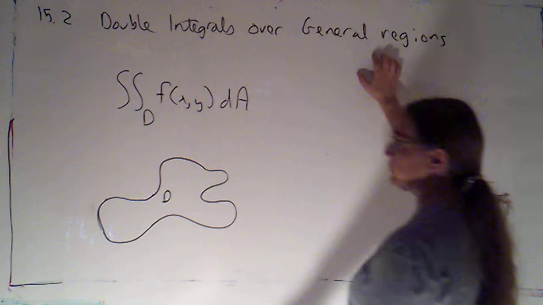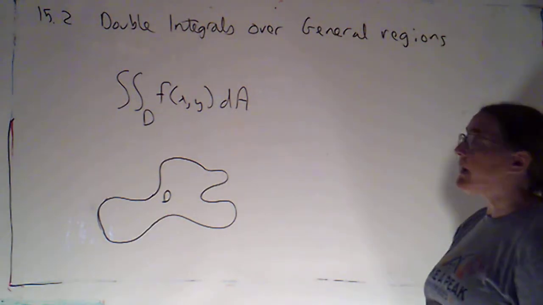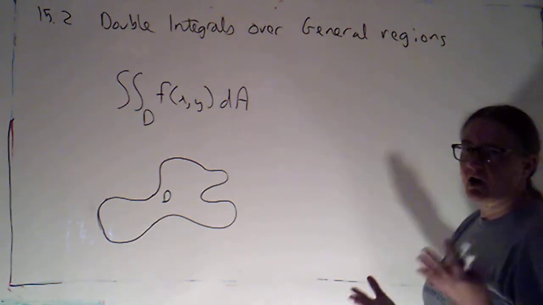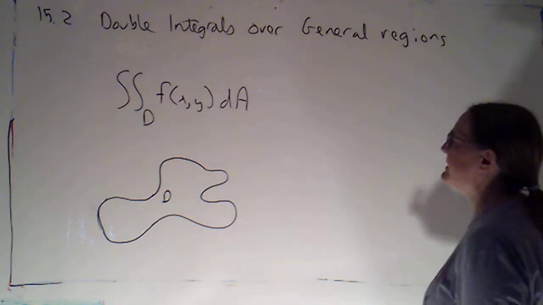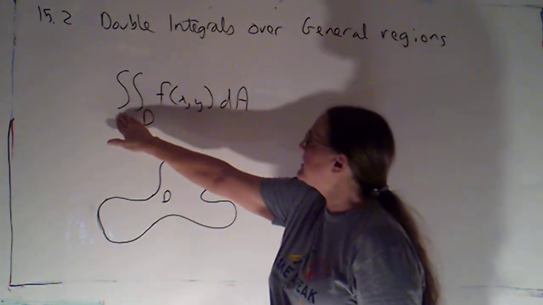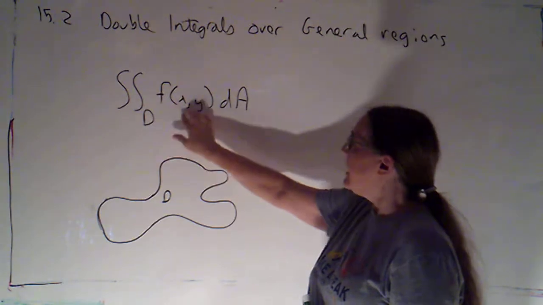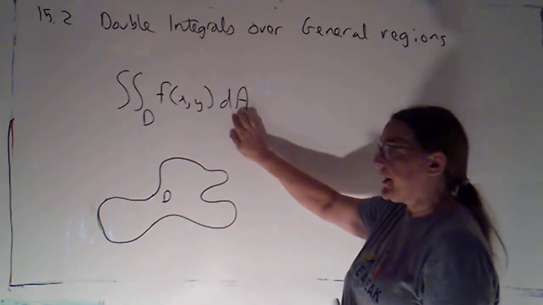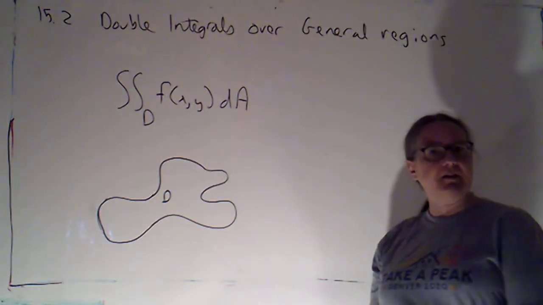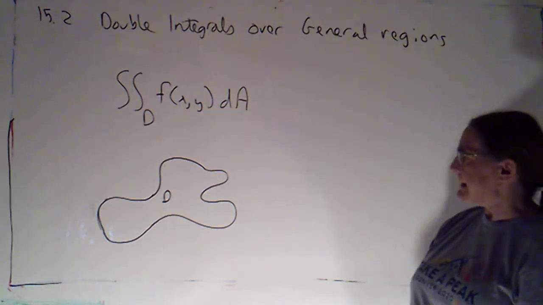Section 15.2 is about double integrals over general regions. So I'm calling my region here D, although I'll often call it R. I'm going to use R for something else in this particular problem. So I'm taking the double integral over region D of some function with respect to area. And I've drawn here a lovely blobular region D.